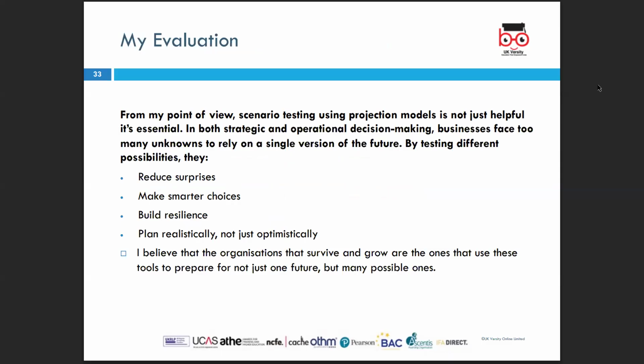So, our evaluation, from our point of view, is that scenario testing using projection models is not just helpful, it is essential in both strategic and operational decision making. Businesses face too many unknowns to rely on a single version of the future. By testing different possibilities, they can reduce surprises, make smarter choices, build resilience, and plan realistically, not just optimistically.